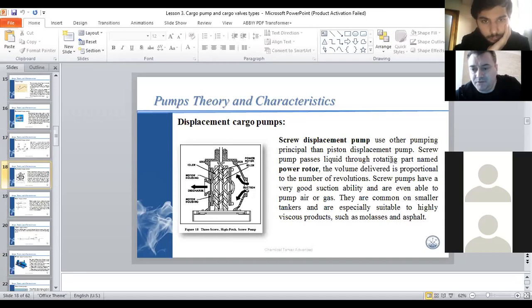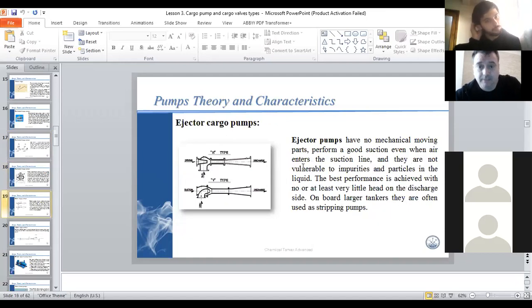Of course, we have a few other types of cargo pumps, the screw pump and the rotor pump. But they are not used as frequently as the two previous pumps which I showed you before. The most interesting and the easiest pump in this world is the ejector pump. Sometimes they call it an eductor pump. These ejector pumps are very commonly used for stripping cargo and stripping ballast. Both of them are used on board the tanker ship.